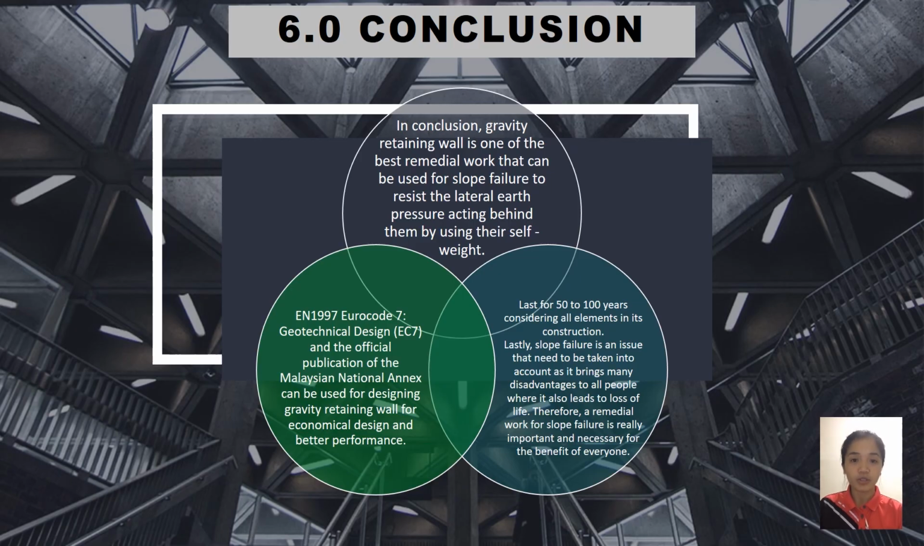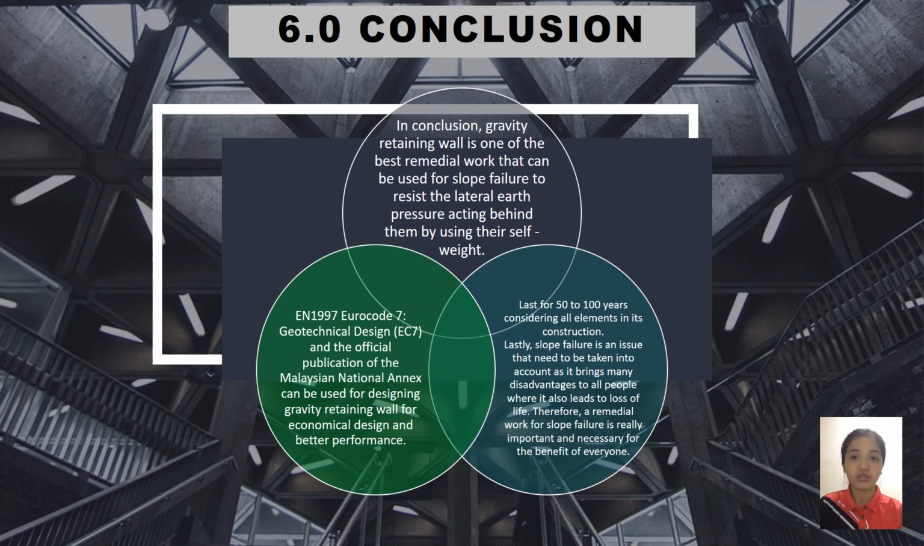In conclusion, a gravity retaining wall is one of the best remedial works that can be used for slope failure, to resist the lateral earth pressure acting behind it by using its self-weight. Gravity wall is the earliest retaining wall and easy to make. A significant gravity load is required in a gravity wall in order to withstand the soil pressure.